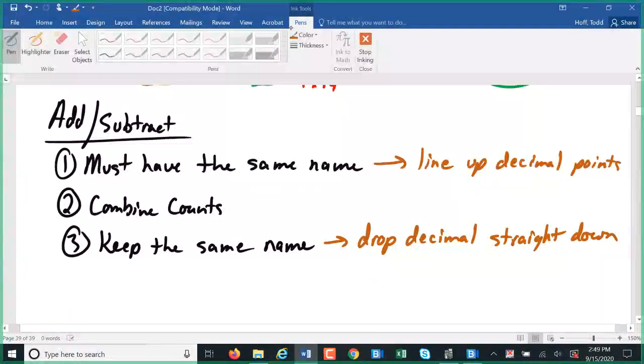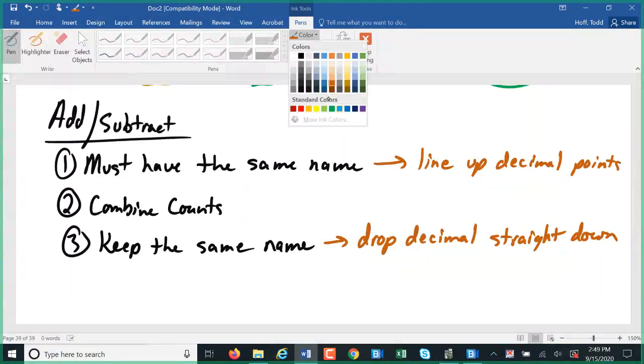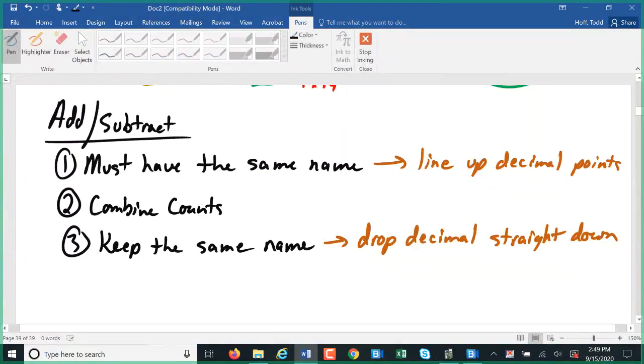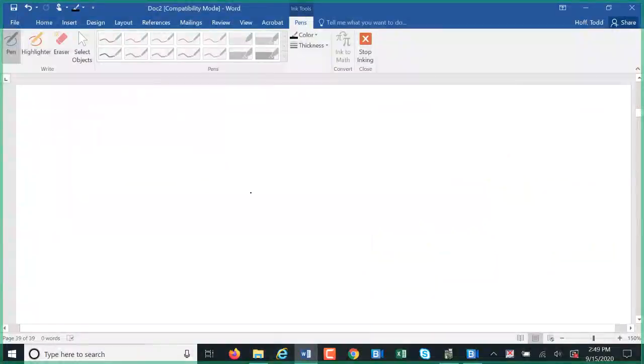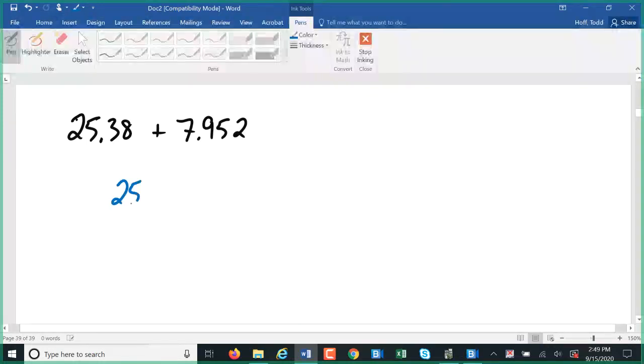So when we add or subtract, whenever we cross the decimal point, we have to make sure we do something with it. So if we look at some examples here, 25.38 plus 7.952. So we write this out, write our first number out.